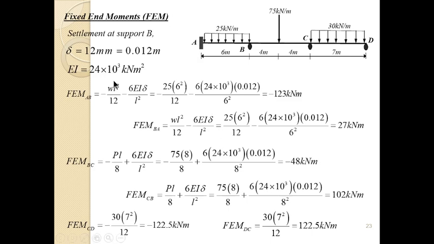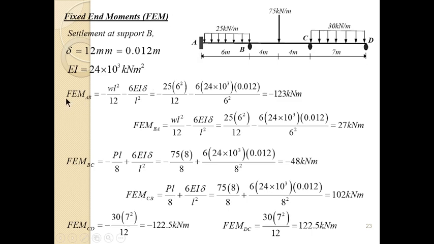So now let's go to the fixed end moment, where the main difference will be. Remember, this is the beam and it is support B that is settling. This support settles by 12 millimeter, which if you convert it to meter, dividing by 1000, will be 0.012 meter. Remember that EI is taken as 24 times 10 raised to power 3 kilonewton meter squared.